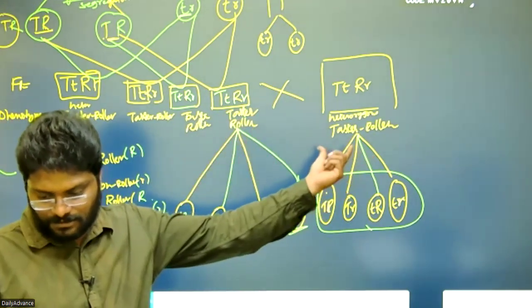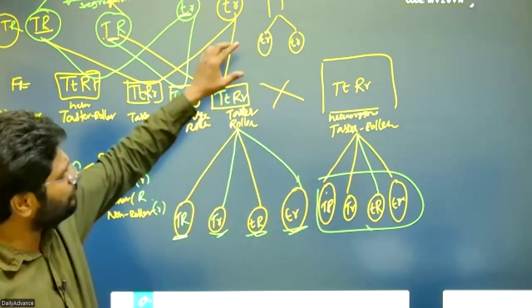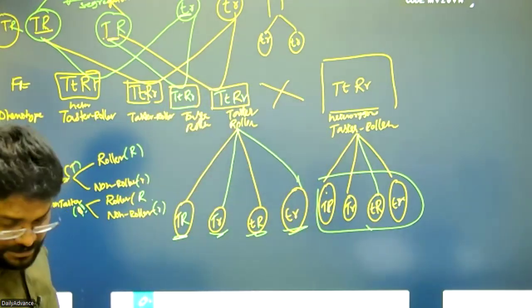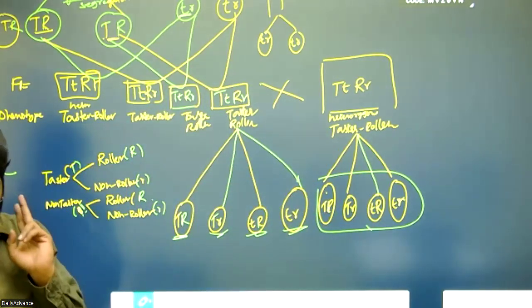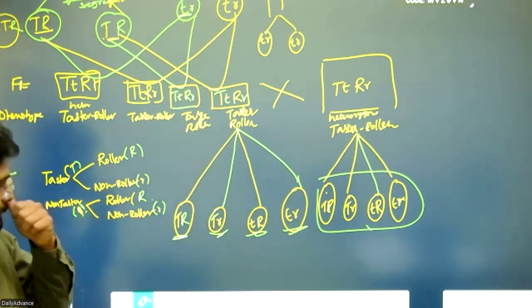Taster, non-taster; taster, roller. In the parental generation, taster and roller, but there I wrote only 2, whereas here I wrote 4 gametes. So why? That is the reason.